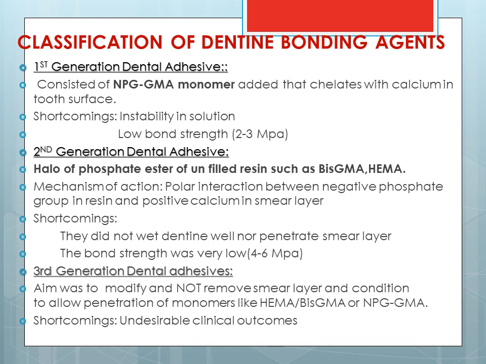Now, the given information is more than enough for you. You should just know what the first generation consisted of and what the disadvantages were. If you are ever asked to classify them, this is more than enough. This is all you need to write.